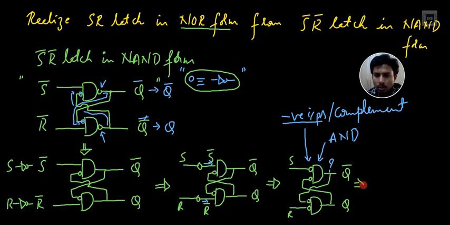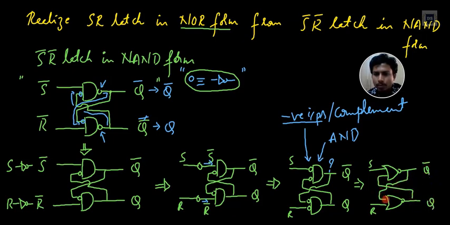The transformed logical diagram looks like this. It has input S being fed to a NOR gate, and R input being fed to one more NOR gate, and here the output is Q bar, and here it's Q, and in between, cross coupling. So this is how we can realize the SR latch in NOR form. All I have to remember is the S bar R bar latch in NAND form.